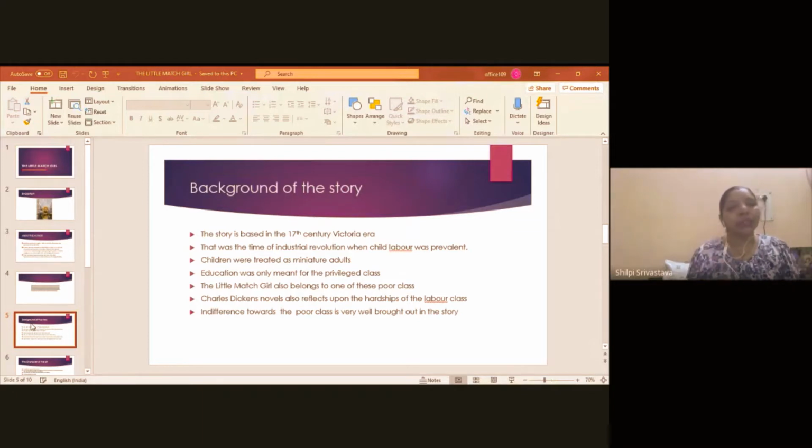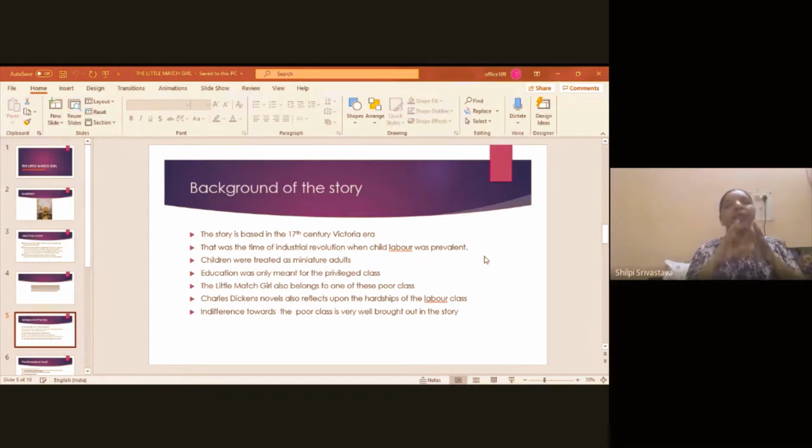So the story is based in the 17th century Victorian era. So in that time, now what was the period like? Like, for example, when we talk about the pre-independence period in India, then we start imagining the Britishers and how the people were slaves under them. So similarly here too, when I'm saying Victorian era, there are particular features of every era.